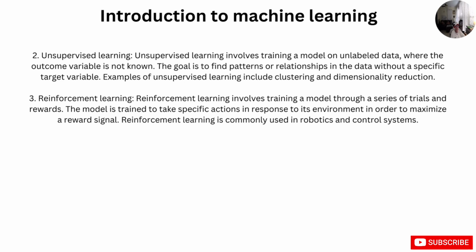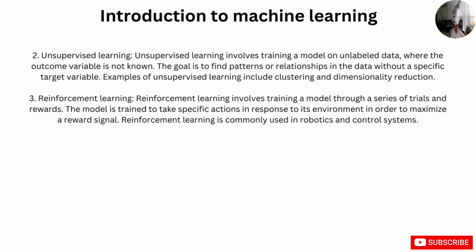Number two, unsupervised learning. Unsupervised learning involves training a model on unlabeled data where the outcome variable is not known. The goal is to find patterns or relationships in the data without a specific target variable. Examples of unsupervised learning include clustering and dimensionality reduction.